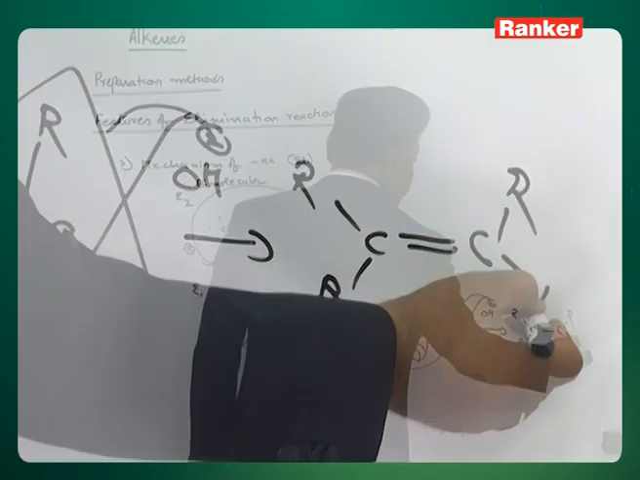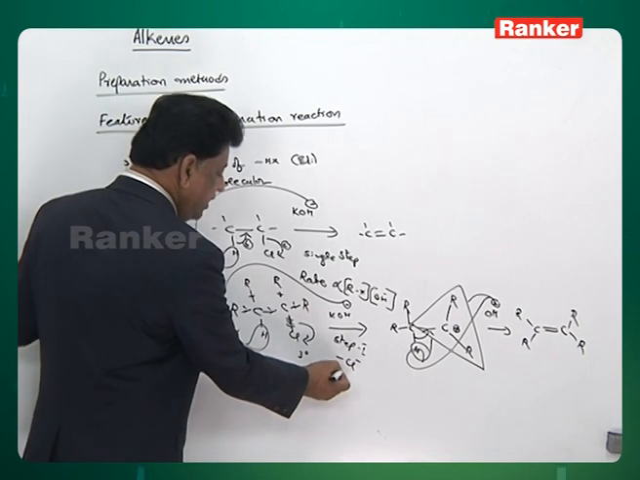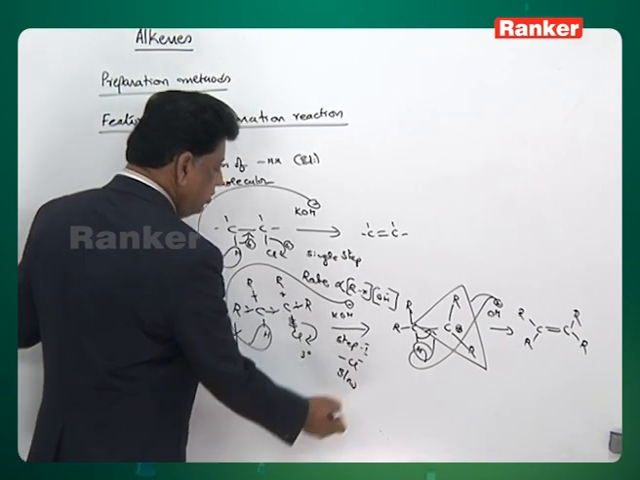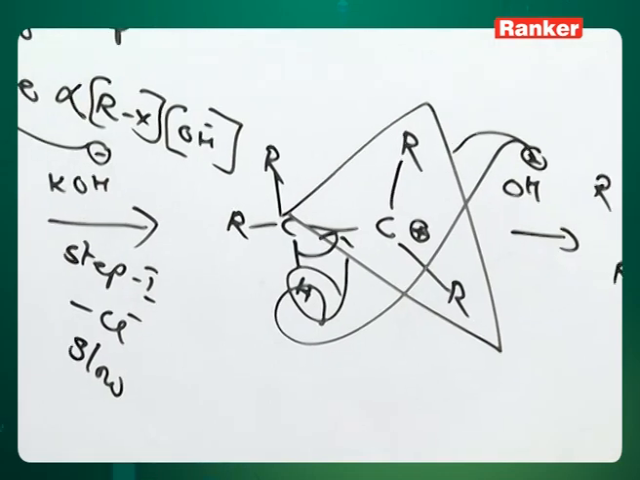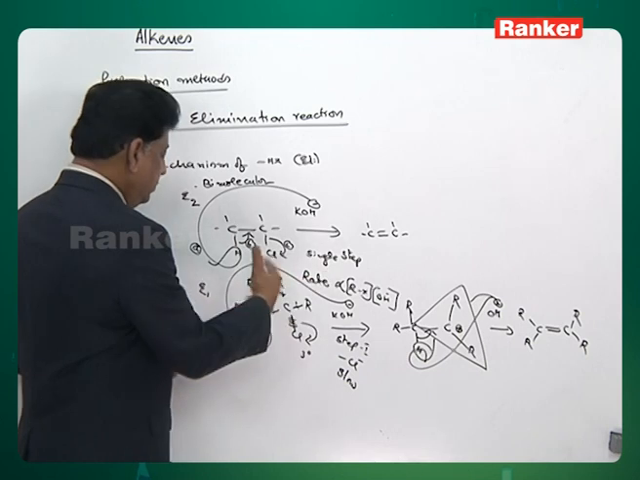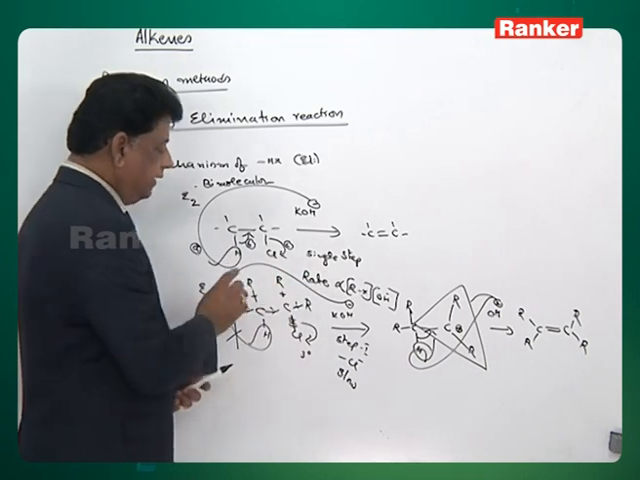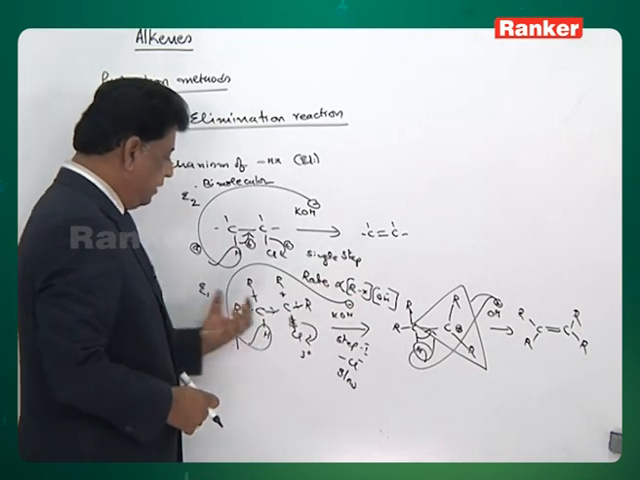Therefore step 1 is considerably the slow step. In this slow step, OH is doing nothing; it is waiting till the Cl goes out. Once the Cl goes out, because the big groups here and here are hindering, the OH cannot come either from the front side or from the back side.